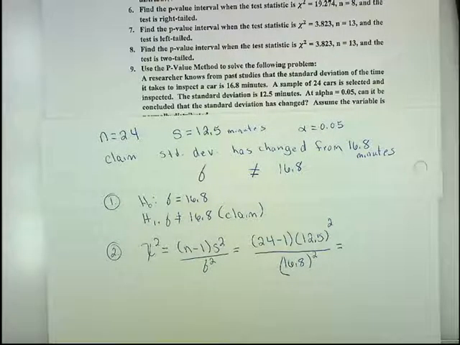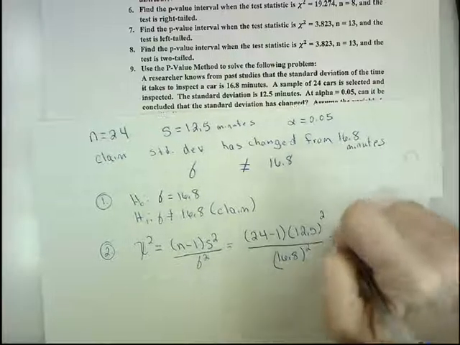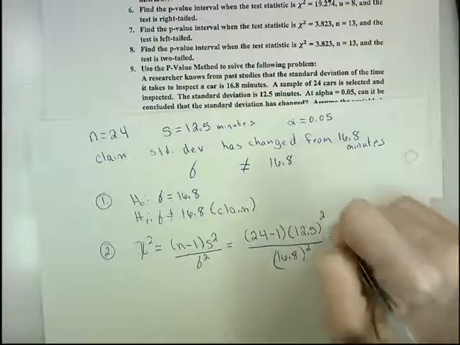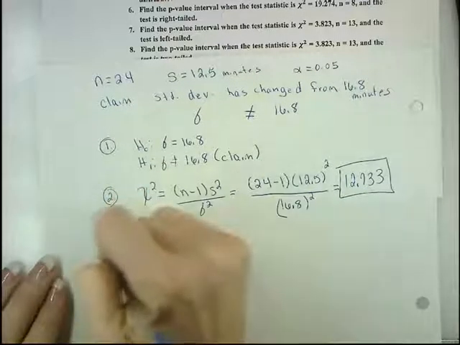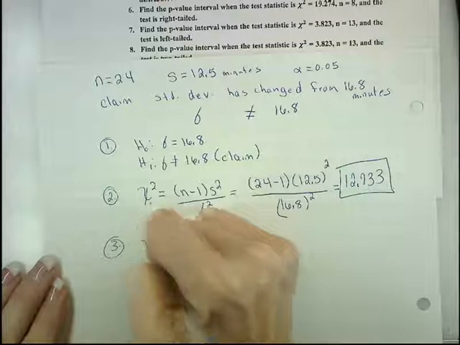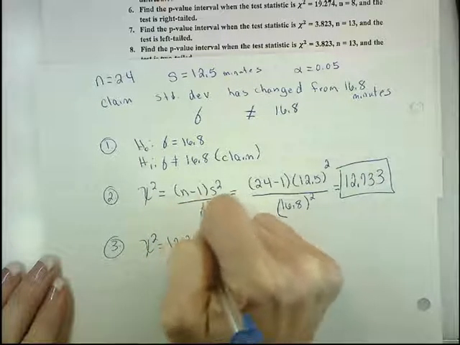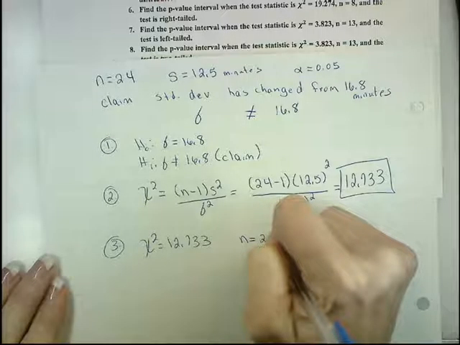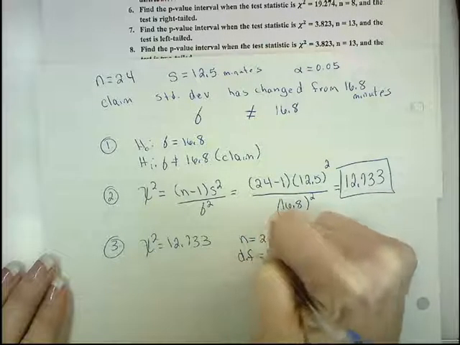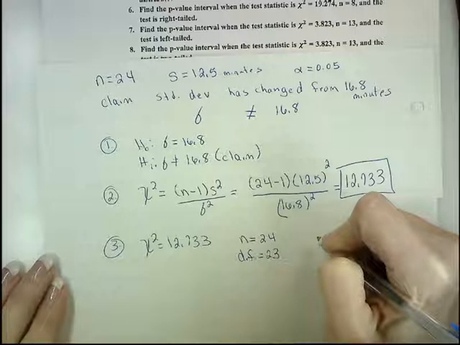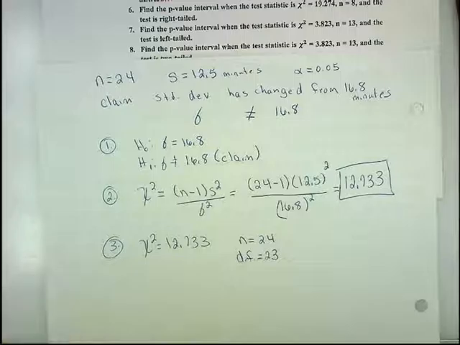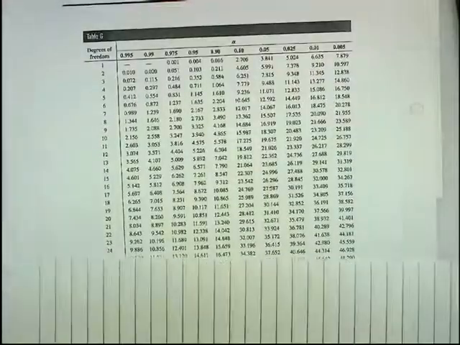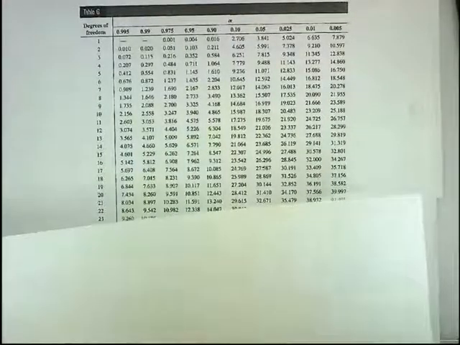And the test statistic should be 12.733, and it's positive. Then the p-value interval. Your test statistic is 12.733. Your sample size is 24, so you go to row 23. And you want to go across that row and find the two values that bound your test statistic. So 12.733, row 22, row 23.